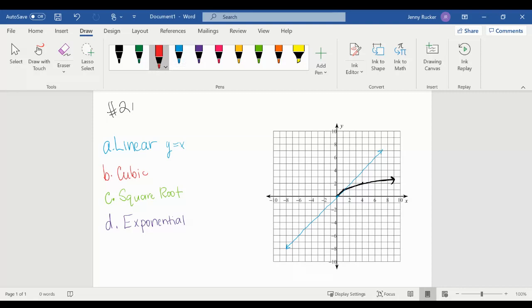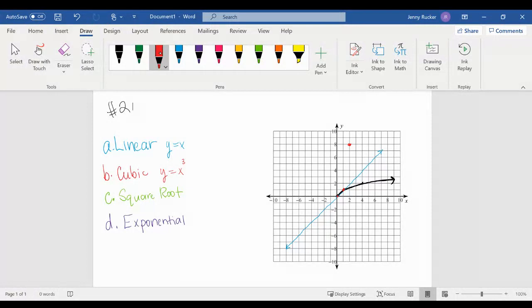The parent function for a cube is y equals x cubed. This passes through (0, 0). If I substitute in 1 for x, 1 cubed is 1, so it passes through (1, 1). If I substitute in 2 for x, 2 cubed is 8, so that's (2, 8).